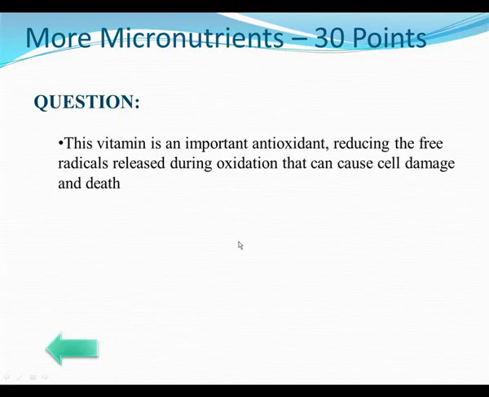This vitamin is an important antioxidant, reducing the free radicals released during oxidation that can cause cell damage and death. Vitamin E. You hear a lot about vitamin E these days with regard to dementia and Alzheimer's, prevention of mental deterioration in elderly. You hear a lot about vitamin E with regard to skin care and beauty and aging. Antioxidants used to be a new concept. Now it's been around, I don't know, probably 10, 15, 20 years that you've heard about antioxidants.